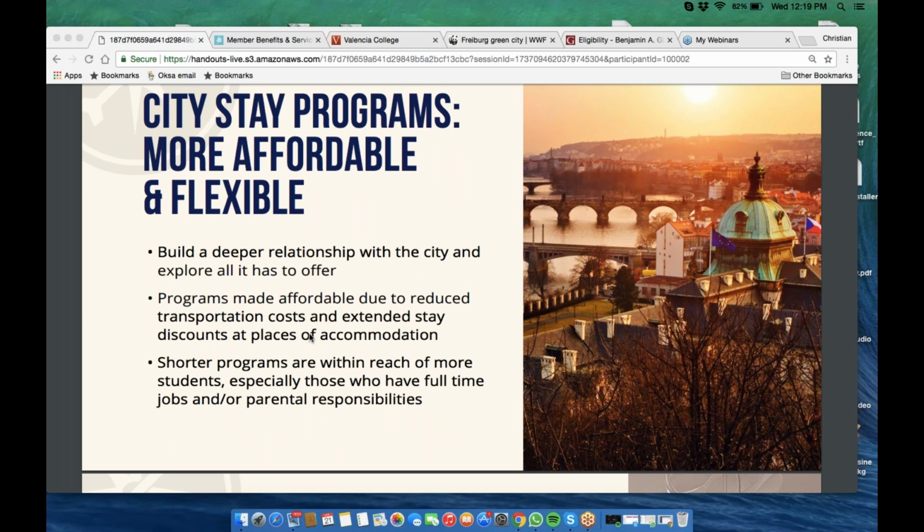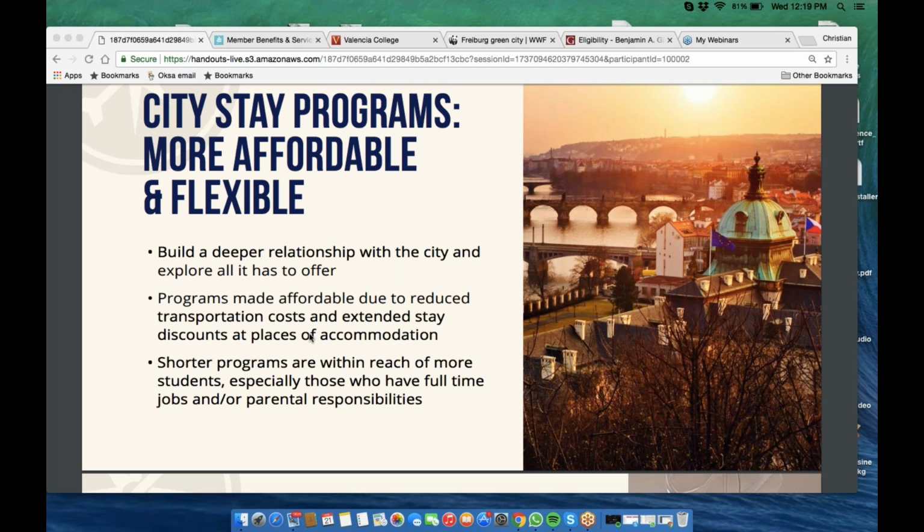Just forgive us there. City stay programs allow you to have a program that's more affordable and also flexible. It allows you to build a relationship within the city that you're visiting. It allows you to see everything that's available in that city. And it allows you to really build a connection and a relationship with that city.